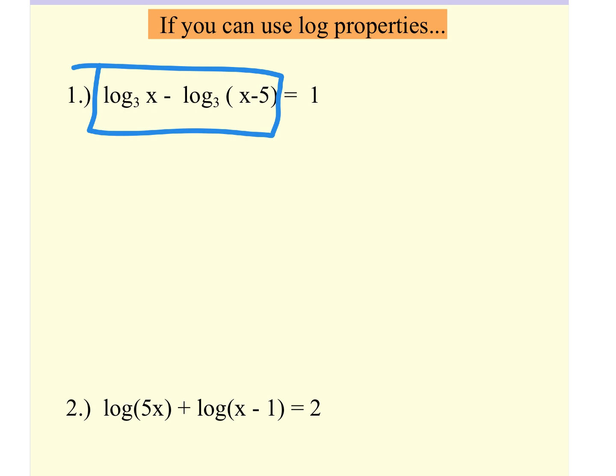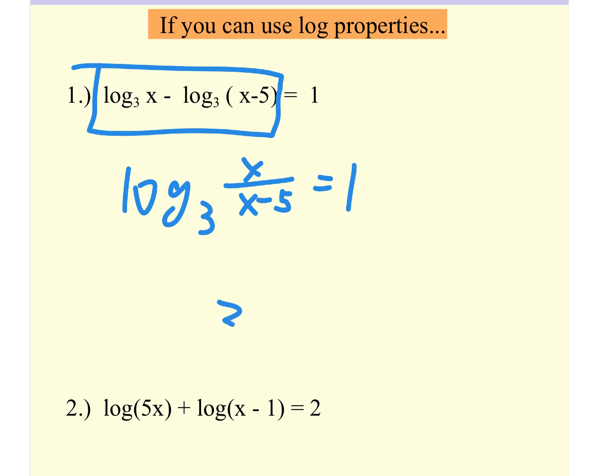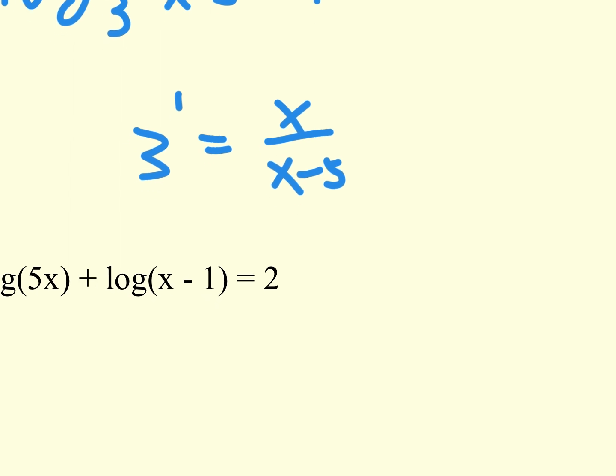Okay, let's see if you got log base 3 of x over x minus 5 is equal to 1. Please tell me you thought of rewriting. Who thought of rewriting and did? Okay, good. 3 to the 1, which is just 3, equals x over x minus 5. I better put the to the 1 there so anybody following at home doesn't get lost. That was a rewrite.